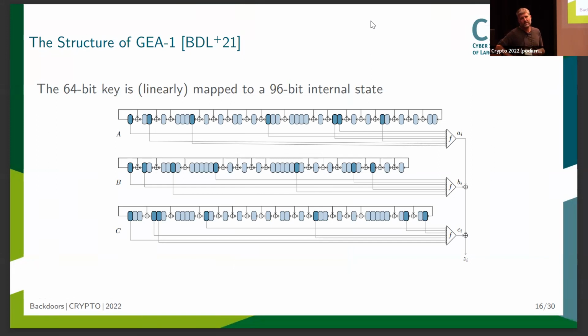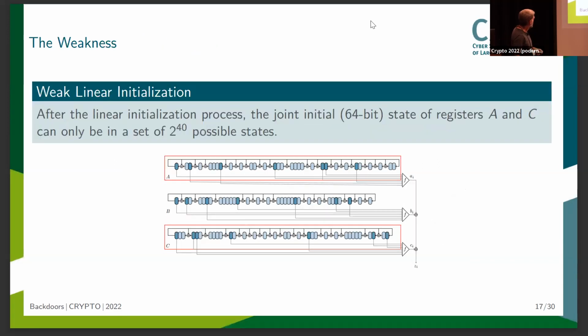And this was not public, but at some point last year at Eurocrypt, it was published, and there was a weakness. I mean, it was broken. And how was it broken? It's broken because after the initialization phase, the joint state of this register A and C, which together has 64 bits, should have close to all possible 2 to the 64 possibilities if you run through all possible 2 to the 64 keys, but it doesn't. You only get 2 to the 40.